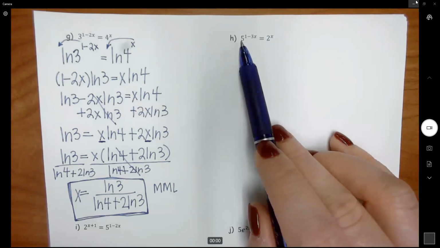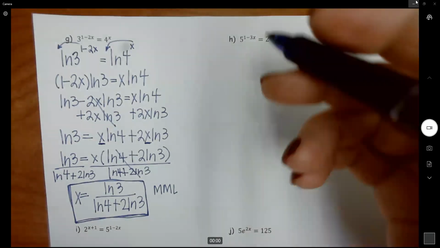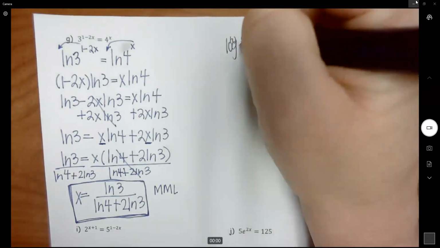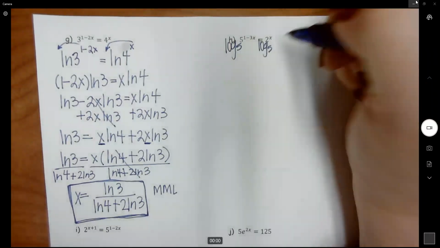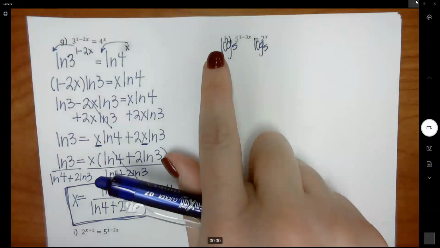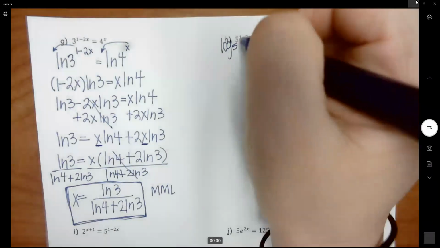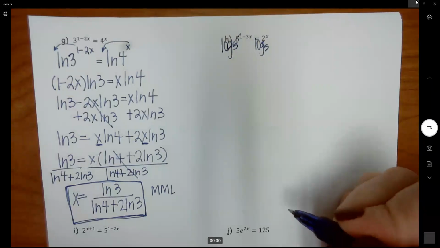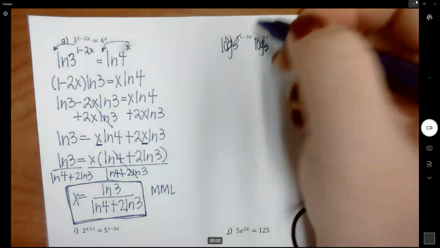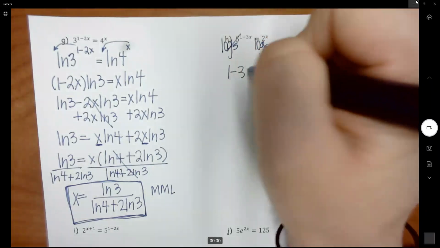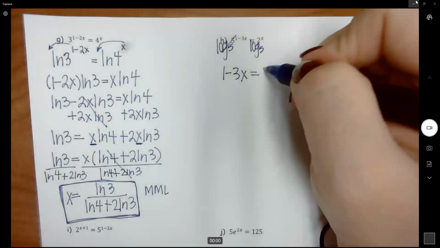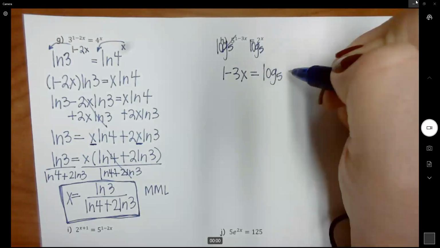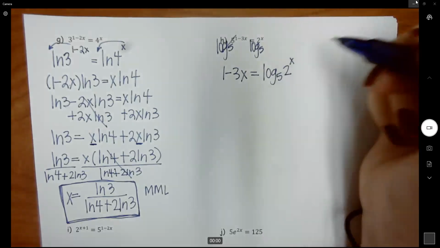So to get rid of this exponential, I need to multiply both sides by a log base 5. And so I will do that to both sides. So log base 5 of 5 cancels each other out, and you are left with just what's in the exponent, which is 1 minus 3x. Okay, this equals log base 5 of 2 to the x power.